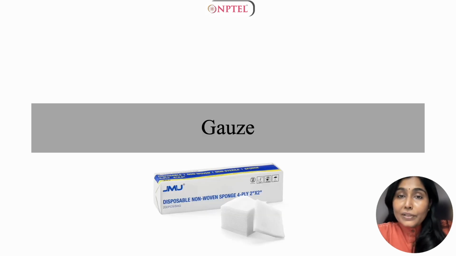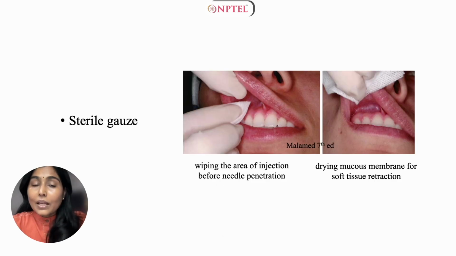Gauze is another useful addition to local anesthesia armamentarium. These are light, open weave fabric made of cotton used to control bleeding. Basically, they absorb blood, moisture, and come in size of 2 into 2 inches. Cotton gauze is included in the local anesthetic armamentarium for two reasons. First, wiping the area of injection before needle penetration. Second, drying the mucous membrane to aid in soft tissue retraction for increased visibility.